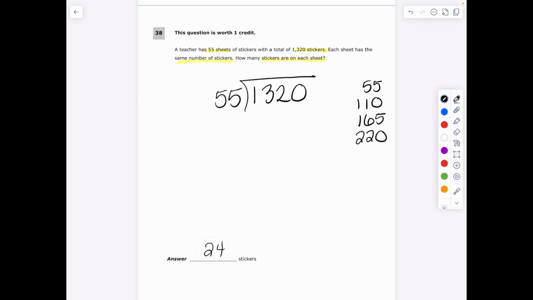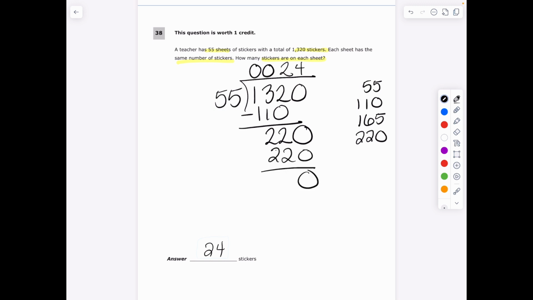All right, I go one digit at a time. I could not do 1 divided by 55 or 13 divided by 55. How many 55s can I get out of 132? I can do 2 of them, because if I did 3, this would be too many. So 110, and I can subtract, and I get 22. Bring down the 0. How many 55s can I get from 220? 1, 2, 3, 4. And 4 times 55 is 220. So there you have it.